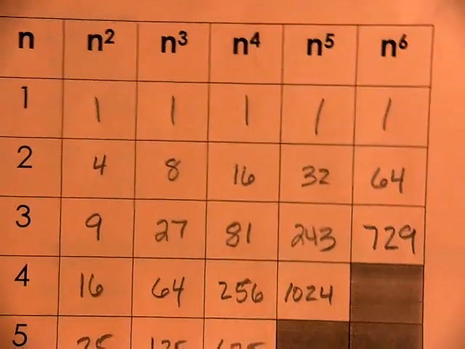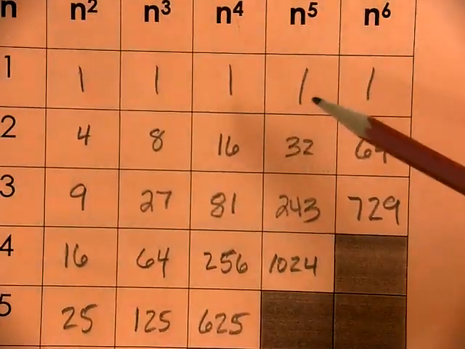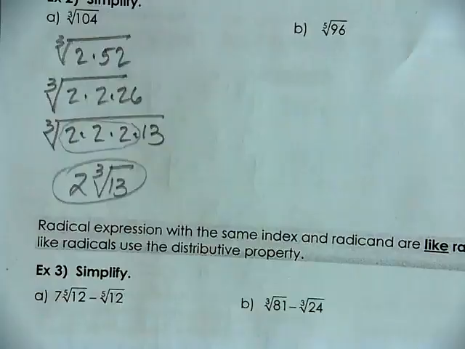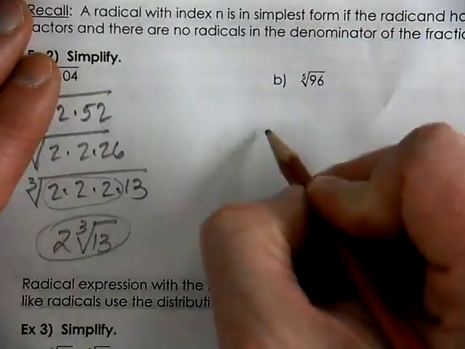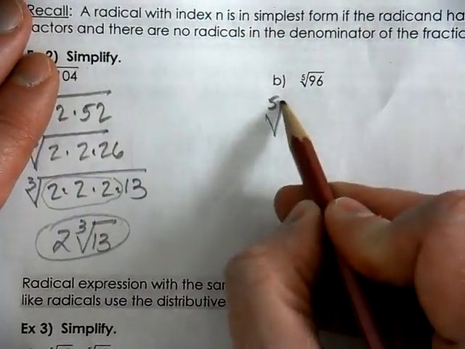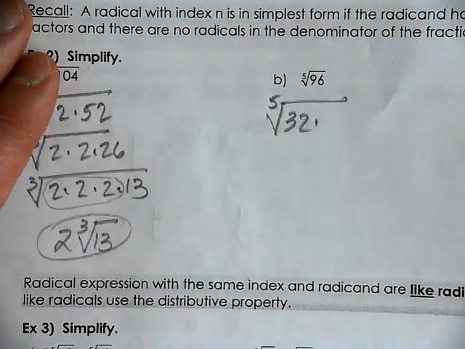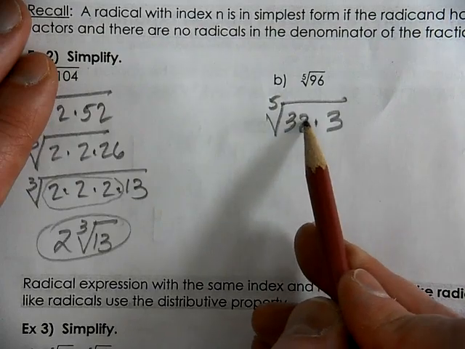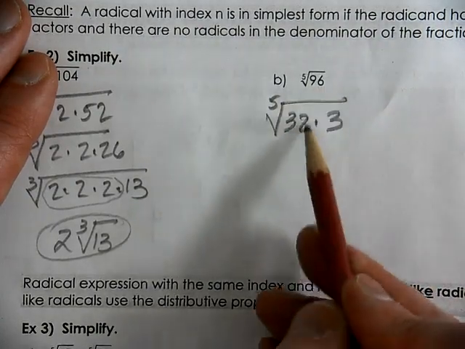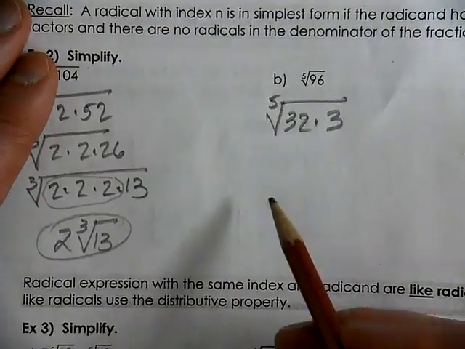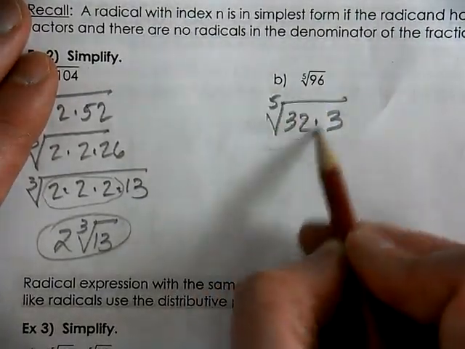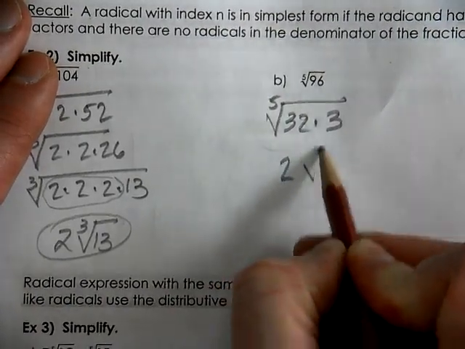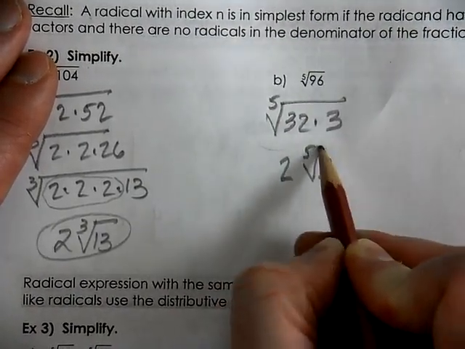So looking under the fifth root, 96. Do any of these numbers go into 96? 32 goes into 96. So it might be best if we use 32 times what number? 32 times 2 is 64. 3 times 3 is 9. 3 times 2 is 6. So 96 is 32 times 3. What is the fifth root of 32? 2. So I'm going to use my fifth root of 3.